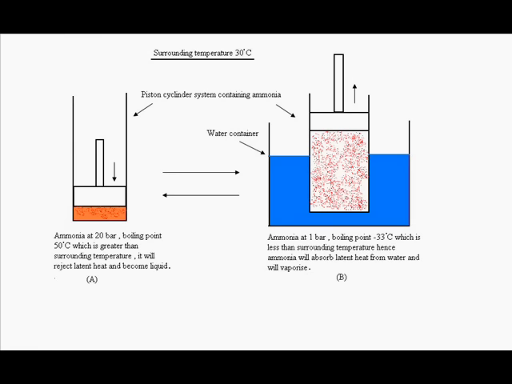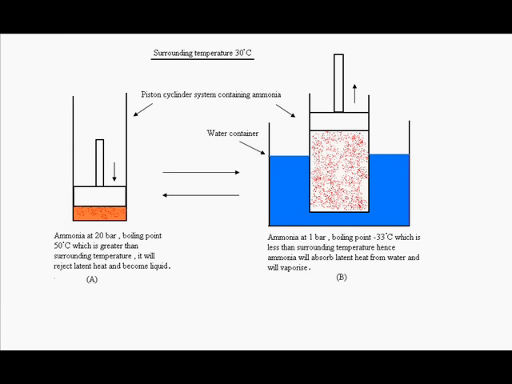But we know that for vaporization a liquid needs latent heat. So from where will it absorb latent heat? It will take the latent heat from the water. So by doing this, the water will cool down. Now suppose the piston cylinder system is again taken out into the atmosphere and the piston is again pushed, so that the pressure of ammonia inside again becomes 20 bar. So what will happen? Again the boiling point will increase, so it will lose the latent heat and become liquid.